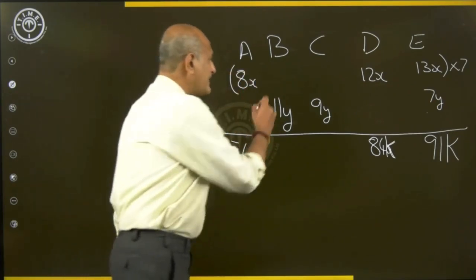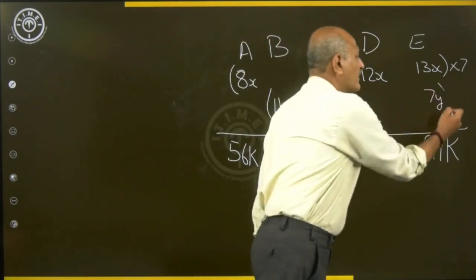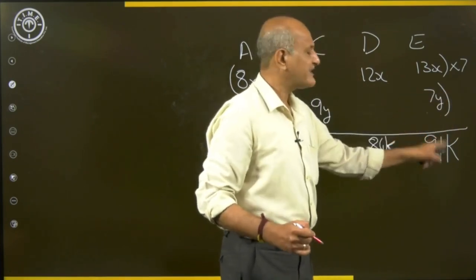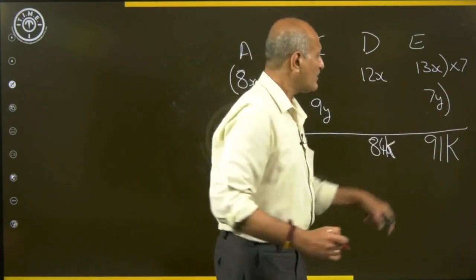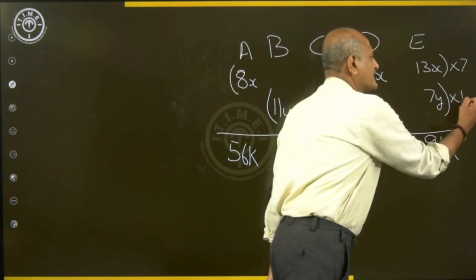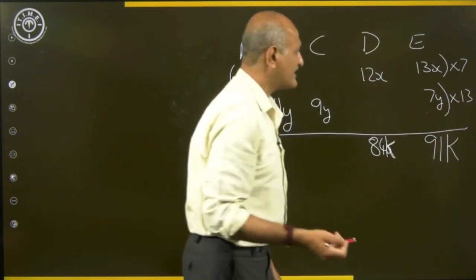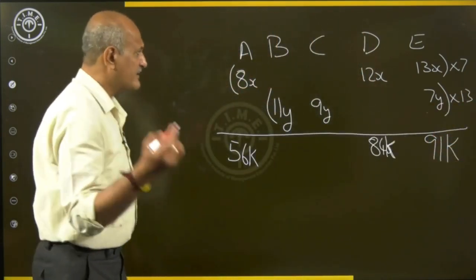Similarly, also observe from the next ratio here, what do we have? Instead of 7y here, we are going to take 91k here. So what now? We are going to multiply this with 13 here. 7 into 13 will give me how much? It is 91 here. So now observe.